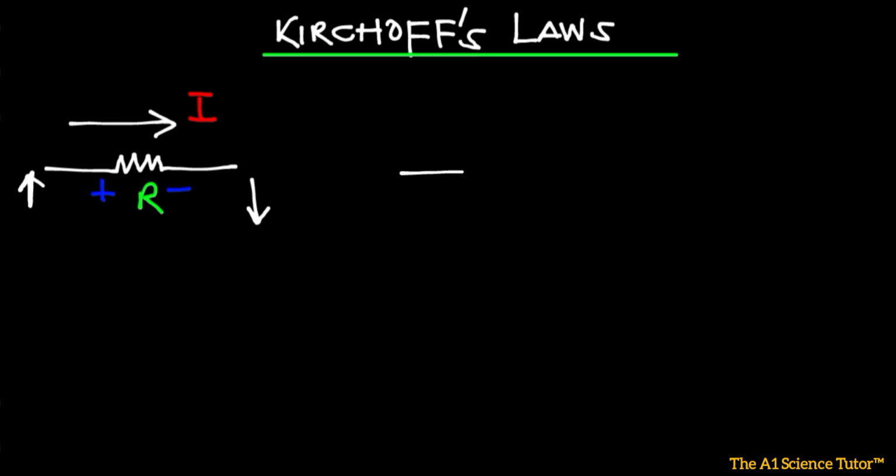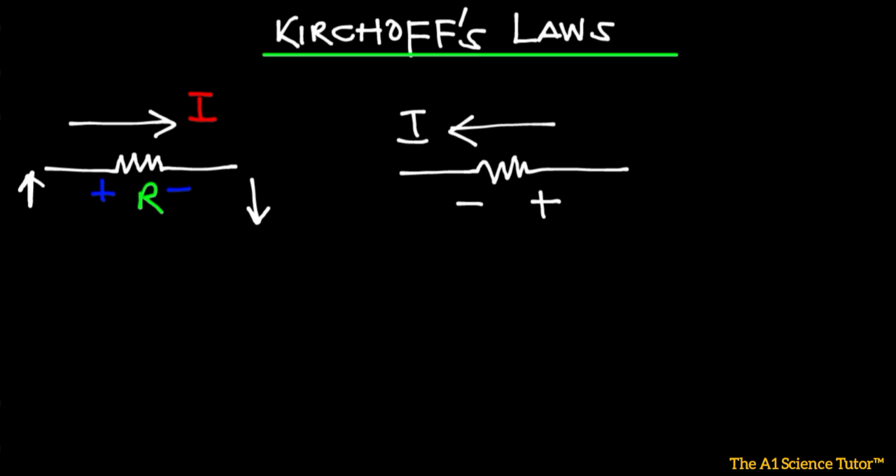Now, if we have current moving in the other direction, like this, that means we're going to have a negative here, and there is going to be a positive on this other side. You need to know this because we're actually going to use it to solve questions as we move on. So really bear that at the back.